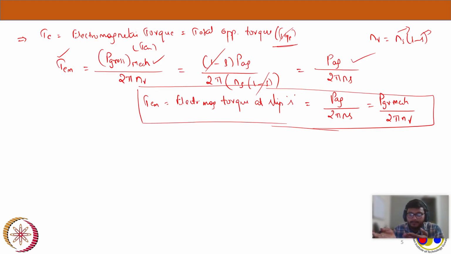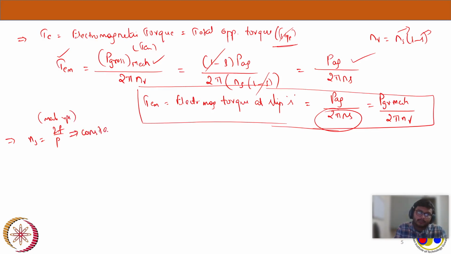Your air gap power depends on your torque here, because whenever you take a machine, if the supply frequency is fixed, and the number of poles of the machine can't change. Once you get the supply and make the design of a machine, the poles you can't change, the construction you can't change, the supply frequency you can't change. So the synchronous speed will be fixed throughout. Your rotor speed will change based on the slip, but your synchronous speed won't change. This 2 pi ns is always constant. 2 pi ns is equal to 2f by p. This is also mechanical rps, rotations per second. Now this one is a constant, right?